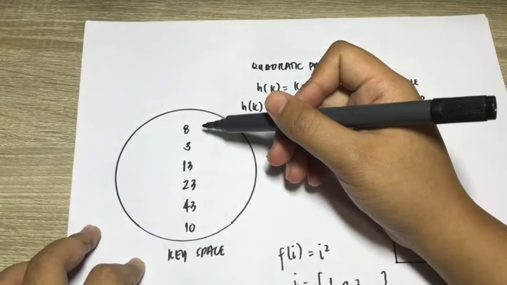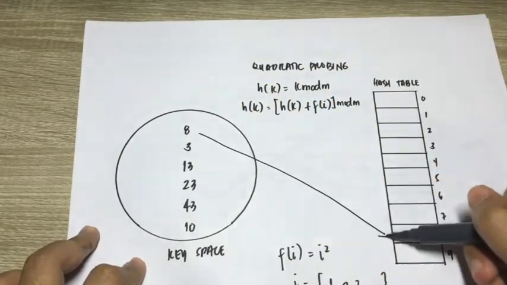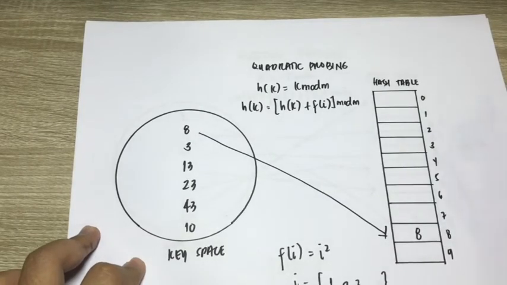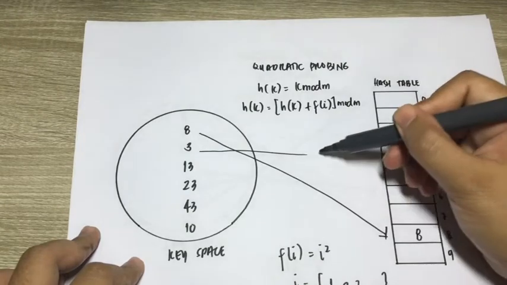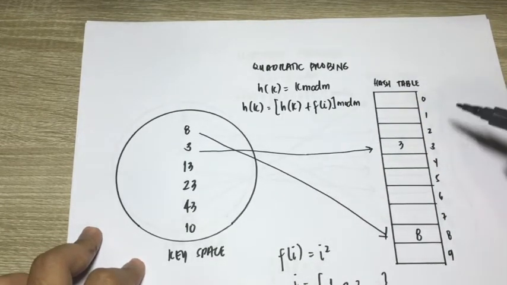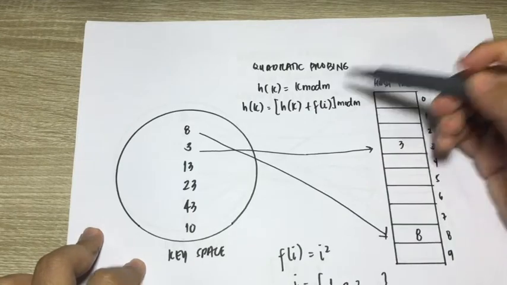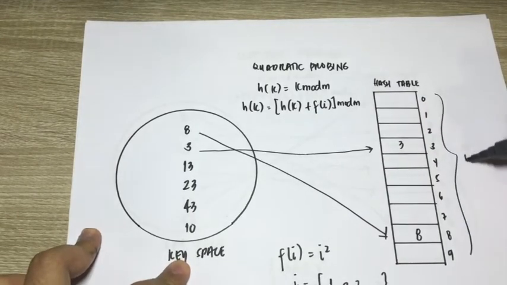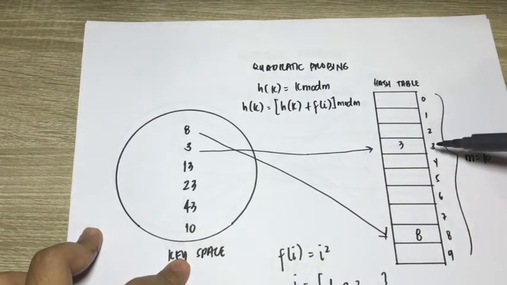So for our first value, which is 8, 8 will be stored at memory location number 8. Next, for 3, we're going to store 3 on the memory location 3. Next, we have 13. Supposedly, 13 should be stored at memory location 3 as well, because 13 modulo m, and by the way, m is equivalent to 10, so 13 modulo m should be 3 as well.